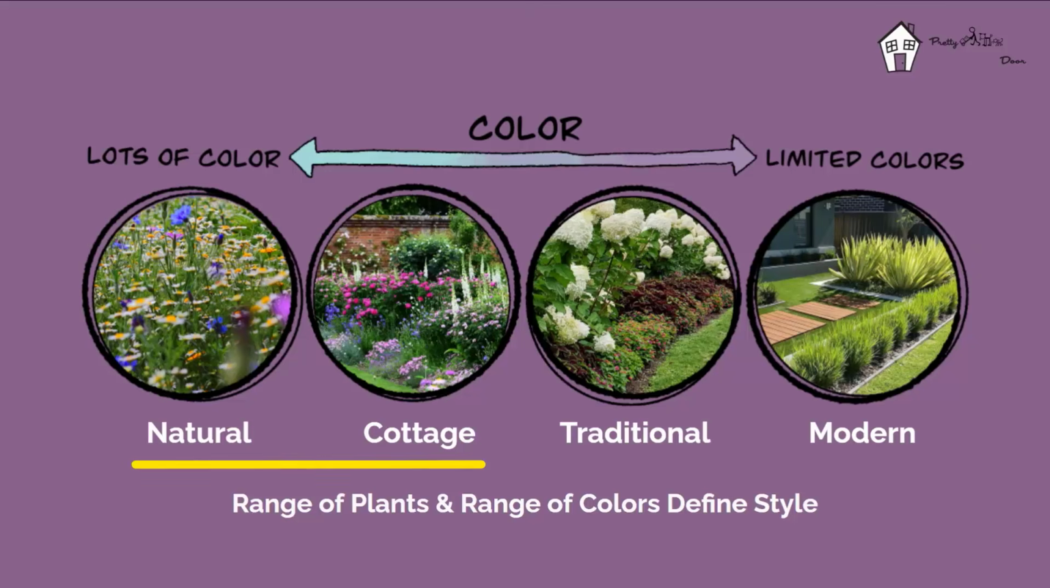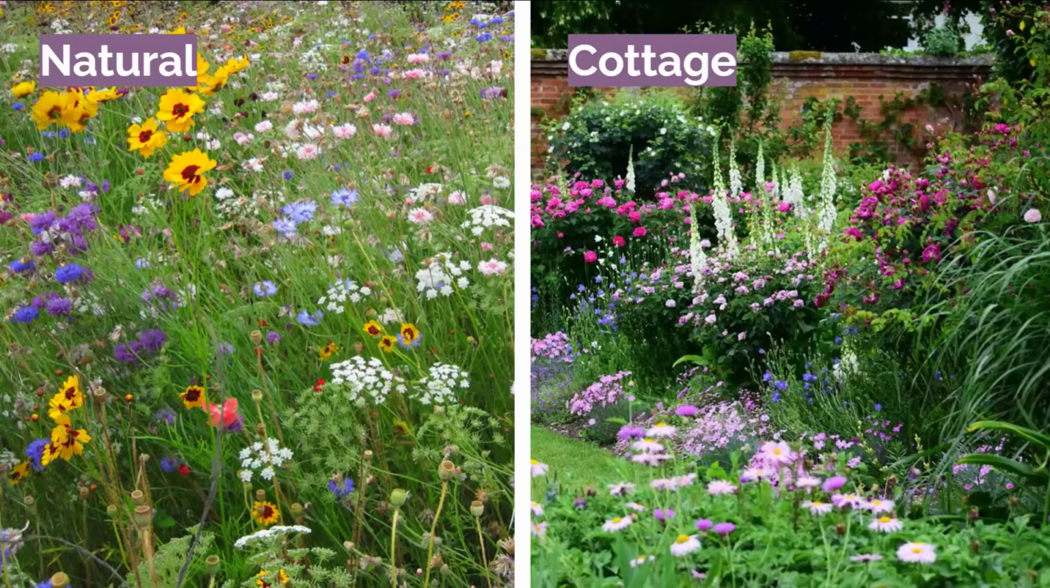So natural and cottage gardens use a really wide range of plant types. They use a really wide range of colors, while traditional and modern gardens use a more refined color palette and a more refined amount or variety of plants. As I said, the natural and cottage gardens use lots of color, but you can see here that the natural garden on the left is much more like what Mother Nature would design. Think wildflower meadows or prairies, and the photo on the right is a beautiful, colorful cottage garden.